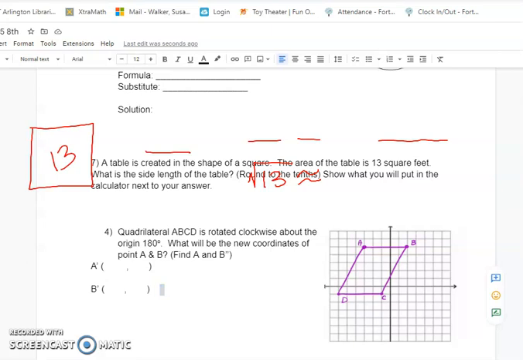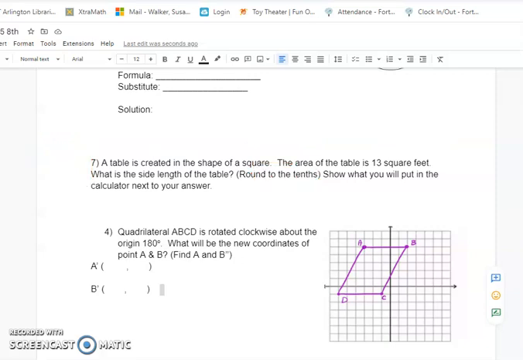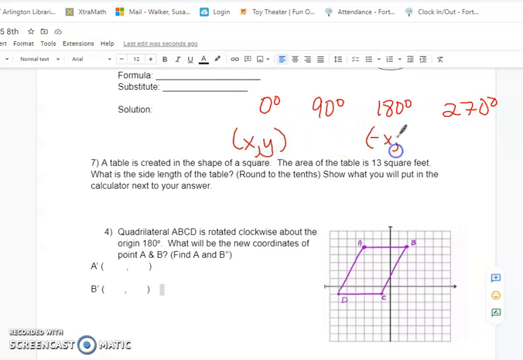A, B, C, D is rotated clockwise. So remember our rules. Remember our rules. 0, 90, 180, 270. X, Y; negative X, negative Y; Y, X; negative X first, negative Y second. So 180 is negative X, negative Y.